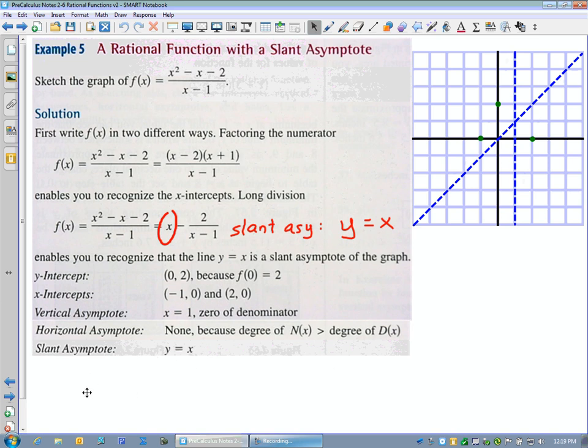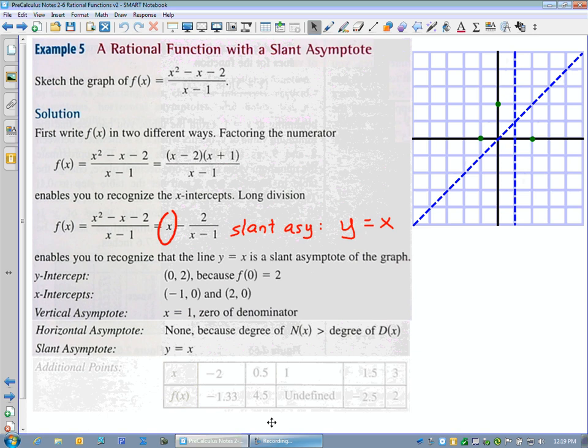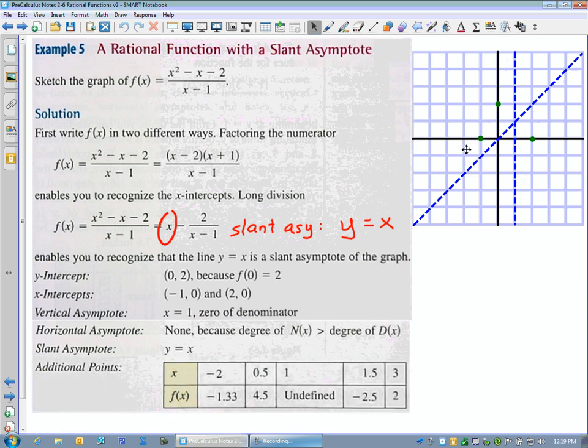So all that's left is we can plot a few additional points. Let's pick a point to the left here, which would be negative 2. If I put that in, I get a negative 1.33, which is about there. If I have between these two, if I have x being 0.5, I get a value of 4.5 for y, which would be up there.